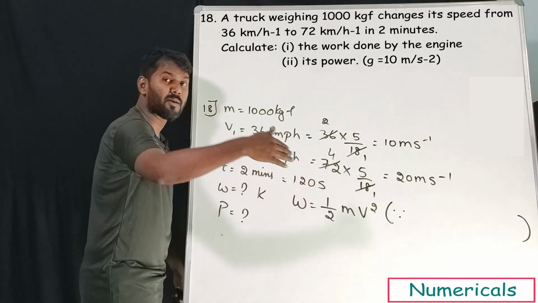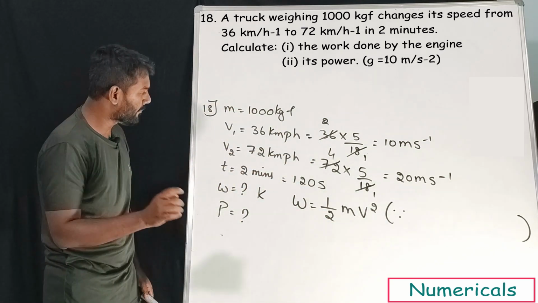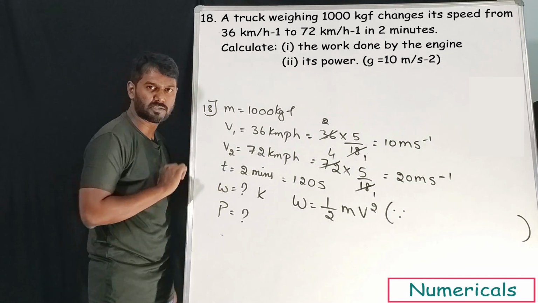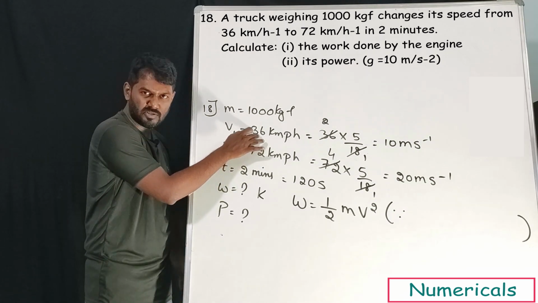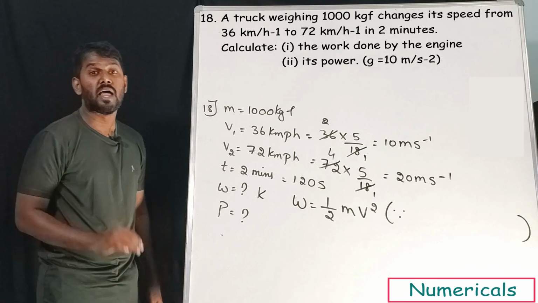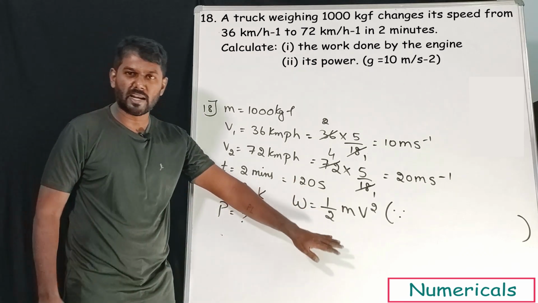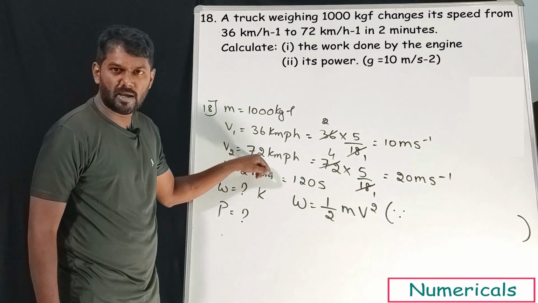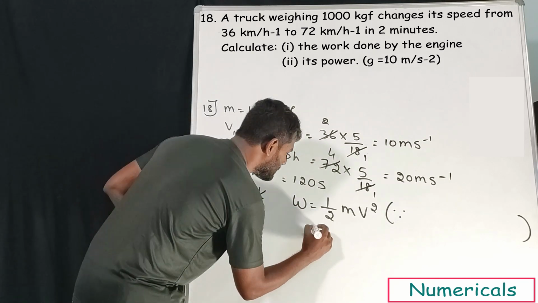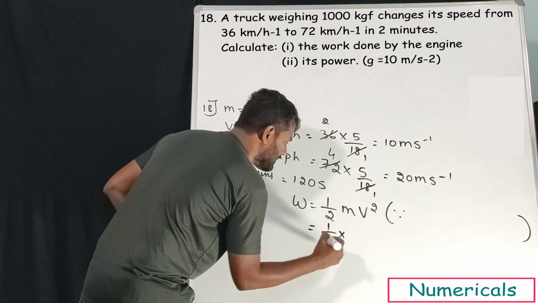Here we have to use v2 square minus v1 square, correct? Why v2 first? Because this has the maximum value. If we take this as the first value, then we will get the answer as negative, correct? So to avoid the negative value, we will put the bigger value first. Okay, this will go like this, half, I'll write it as it is.